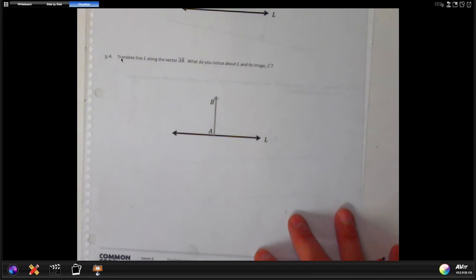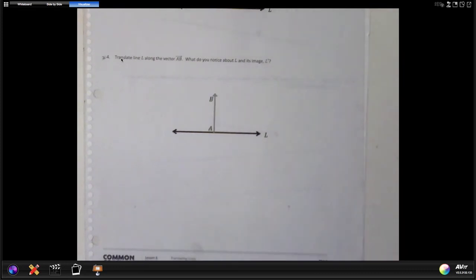Okay, and I'm going to go a little bit out of order. We're going to go to 4 and then back up to 3, okay? So let's do 4. And we're going to translate this line. Translate line L along vector AB. What do you notice about L and L prime?